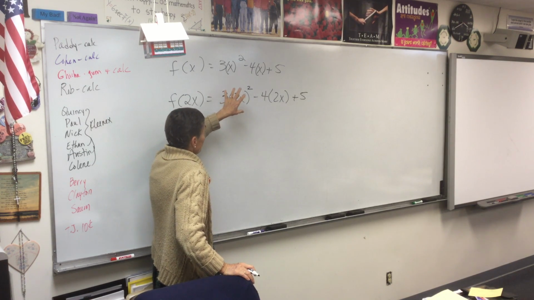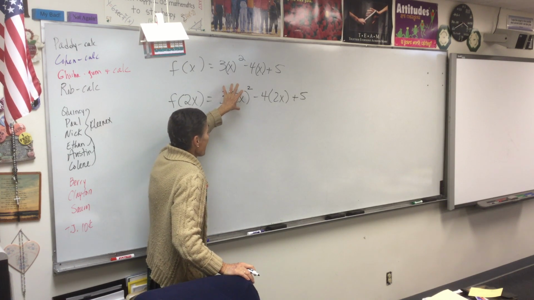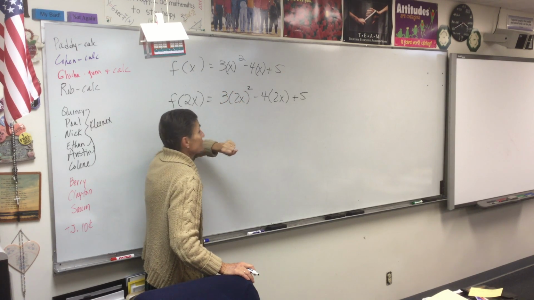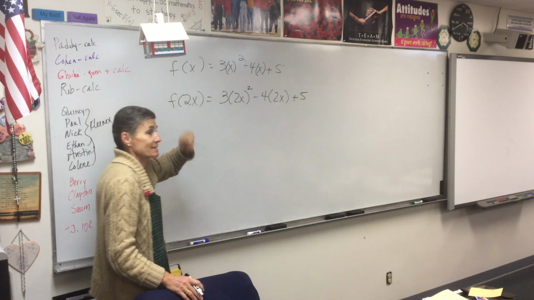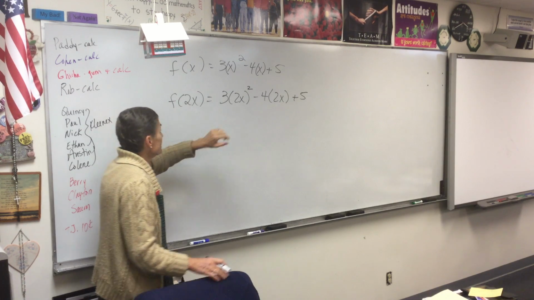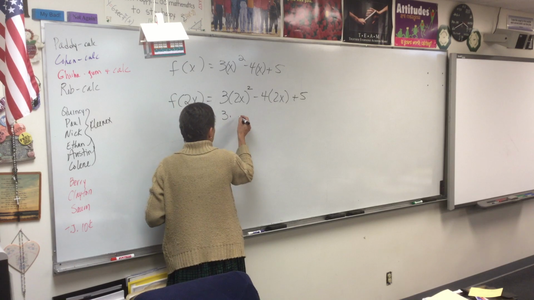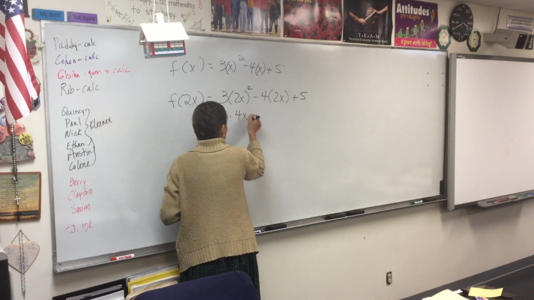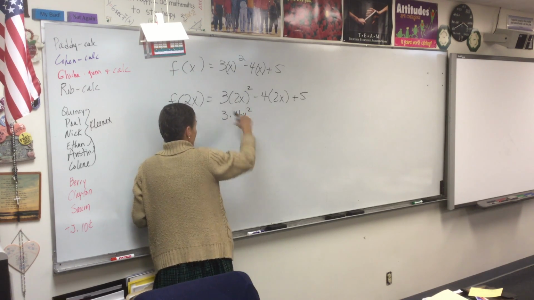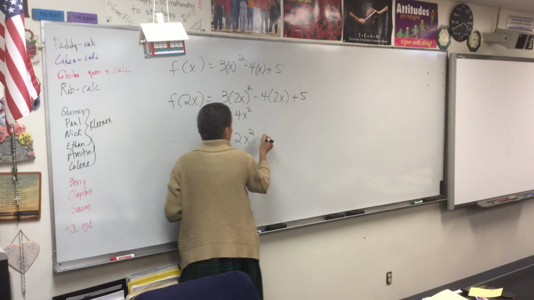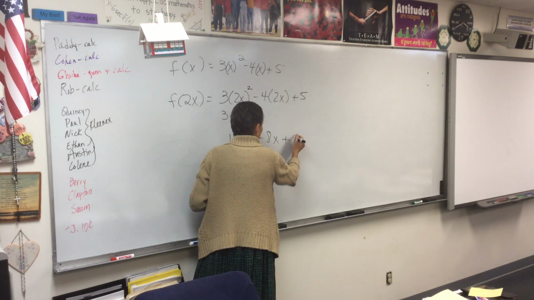Now, what happens first here when I go to simplify this? What am I going to do first? Square, PEMDAS, exponents, right? So we're going to multiply or square this first. So that's going to be 3 times 4x squared. So that first term is 12x squared. And then minus 8x plus 5.